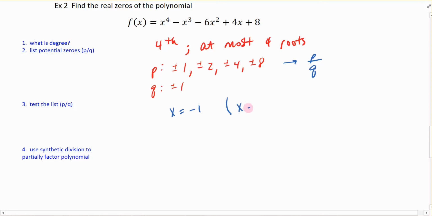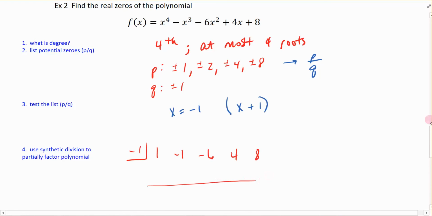Now I'm going to write this off to the side in its factored form. So I know I have a root at x equals -1, and in its factored form it looks like this. So let's use synthetic division with this root to reduce this polynomial by 1 factor. Remember, it reduces this polynomial by a factor of 1, giving me an x cubed function. So we have -1, put our little flipped over L, and let's use the coefficients here. I have a 1, -1, -6, 4, and an 8.